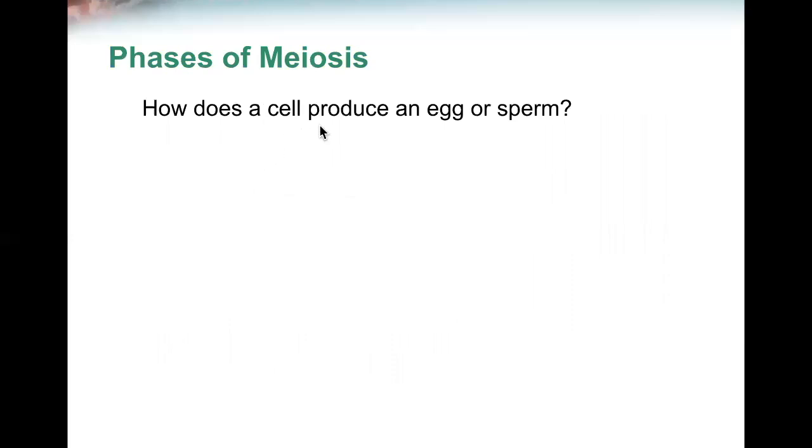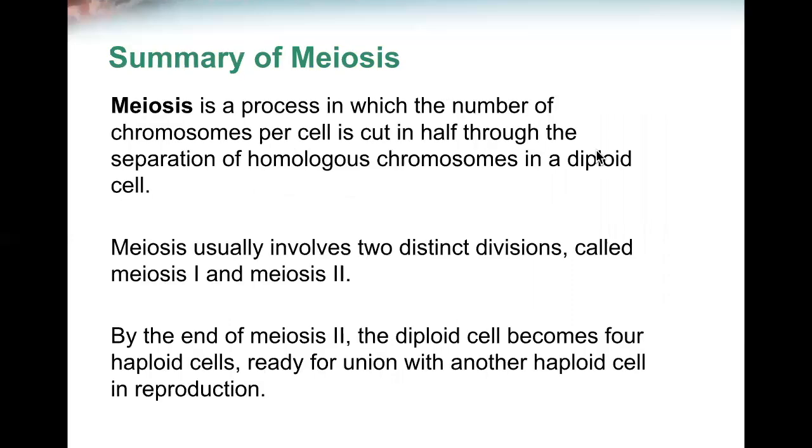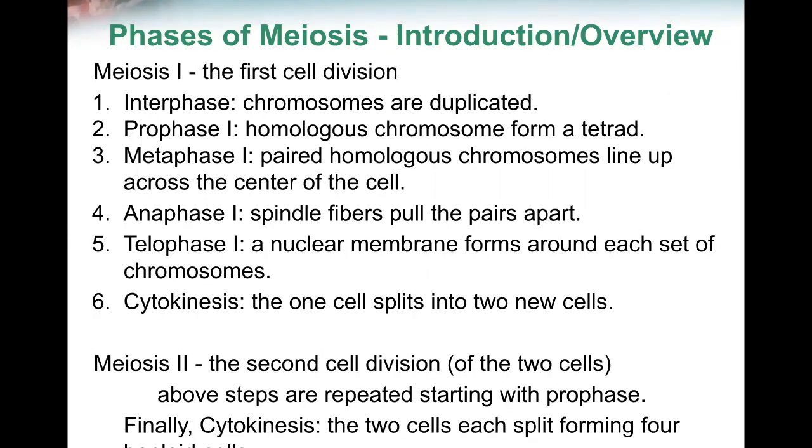How does a cell produce an egg or sperm? Meiosis is the process in which the number of chromosomes per cell is cut in half through the separation of homologous chromosomes in a diploid cell. Meiosis usually involves 2 distinct divisions called meiosis 1 and meiosis 2. By the end of meiosis 2, the diploid cell becomes 4 haploid cells, ready for the union with another haploid cell in reproduction. The phases of meiosis.